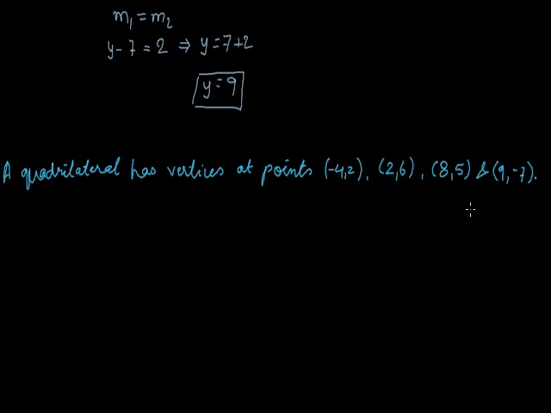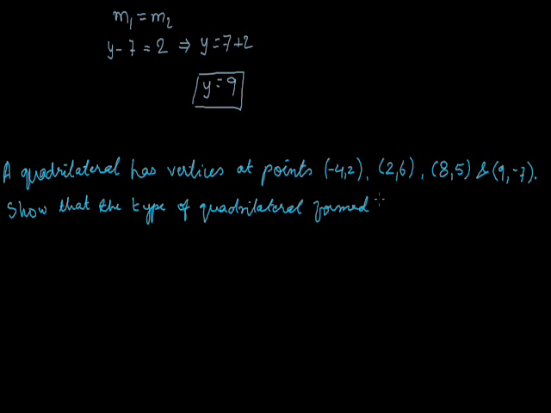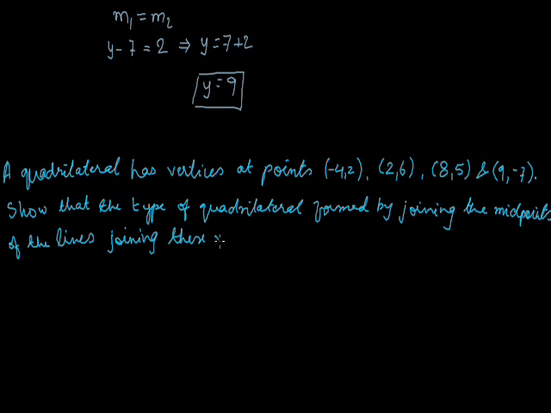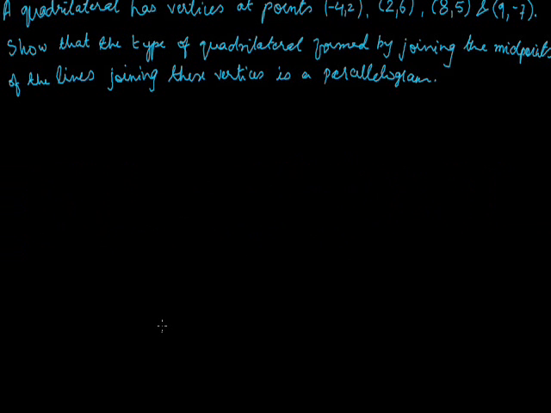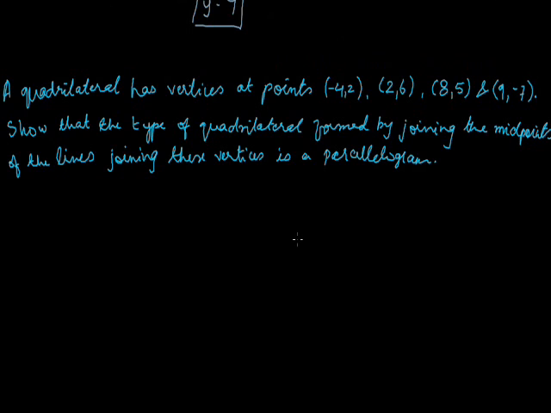Then we need to show, or we need to find the nature of the quadrilateral formed by the midpoints of these vertices. Show that the quadrilateral formed by the midpoints of the lines in these vertices is a parallelogram. Now, we are provided with these four vertices of the quadrilateral.